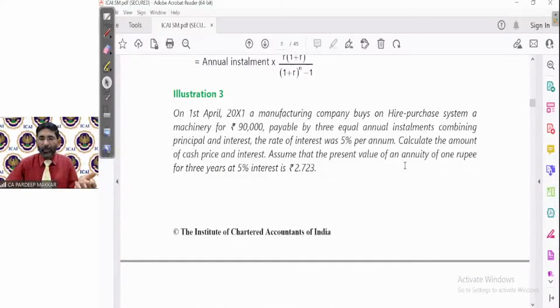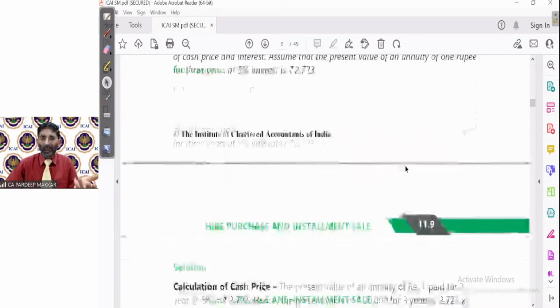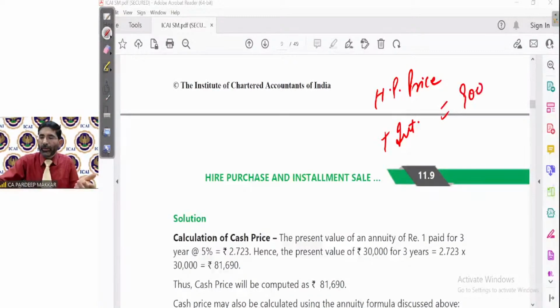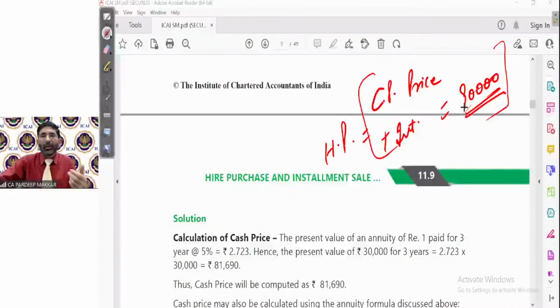This is a machinery which has been purchased by you, and in that you have to make a payment of ₹90,000 in total. This is HP price plus interest. If you add both, the total amount is 90,000. So this 90,000 is paid by you. Sorry, this is CP price plus interest, which basically is the HP price. So the HP price is already given to you. You have to calculate the interest and the CP price.